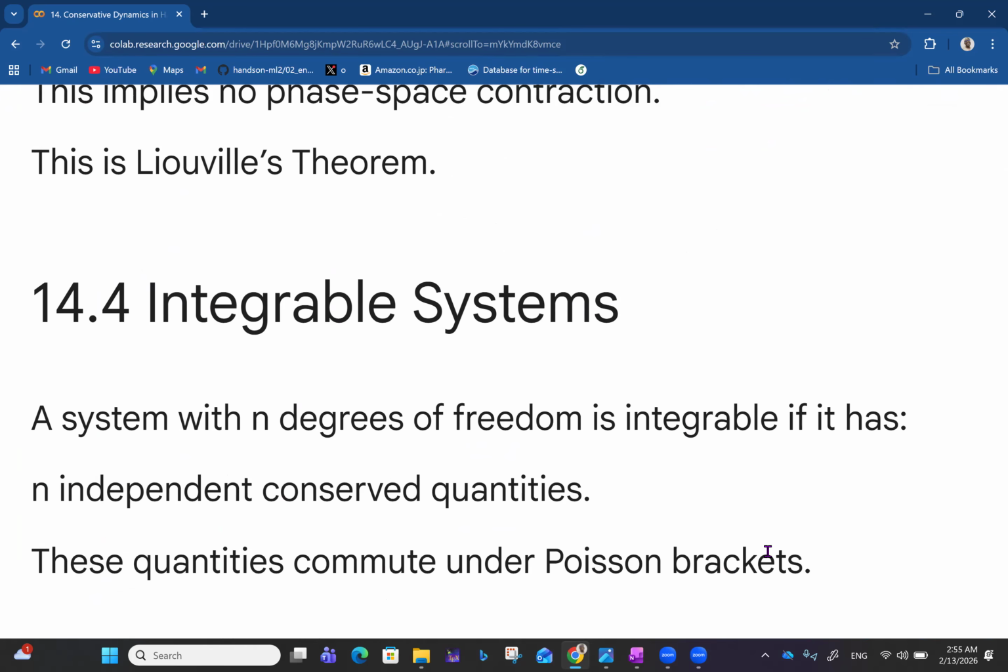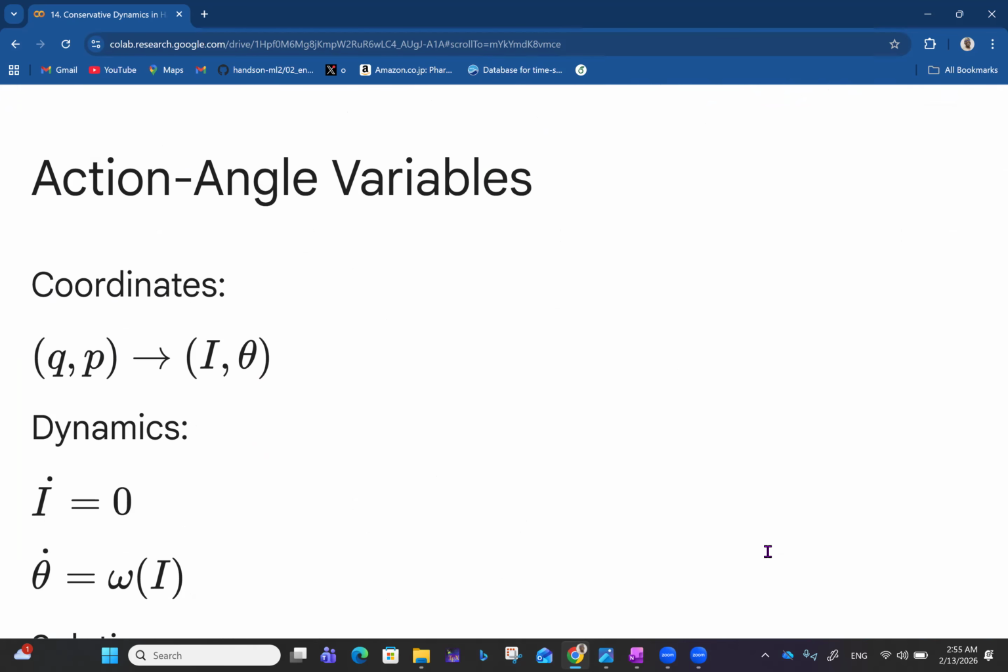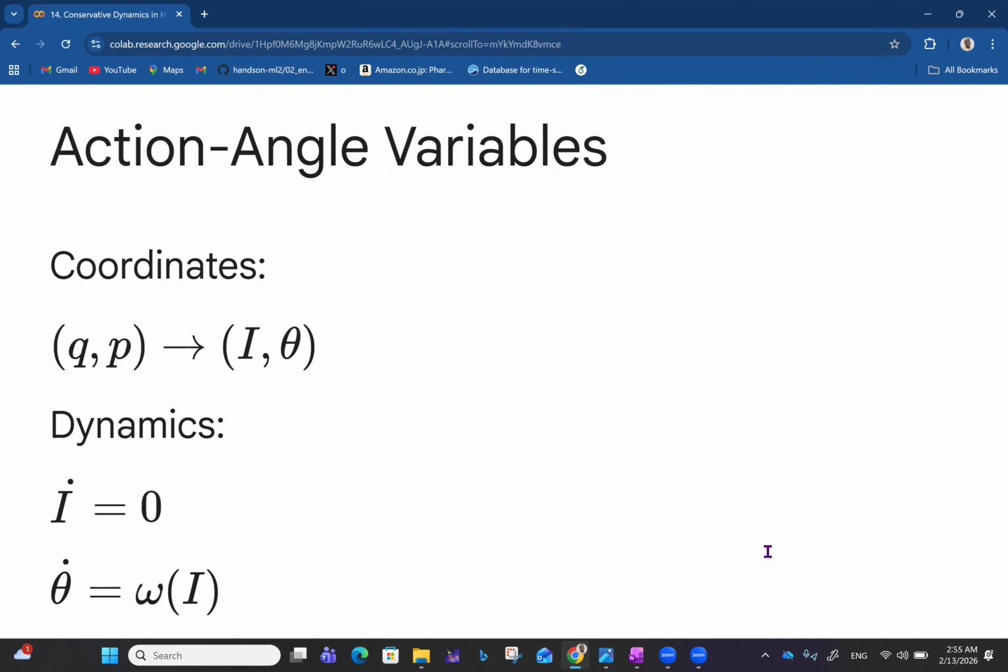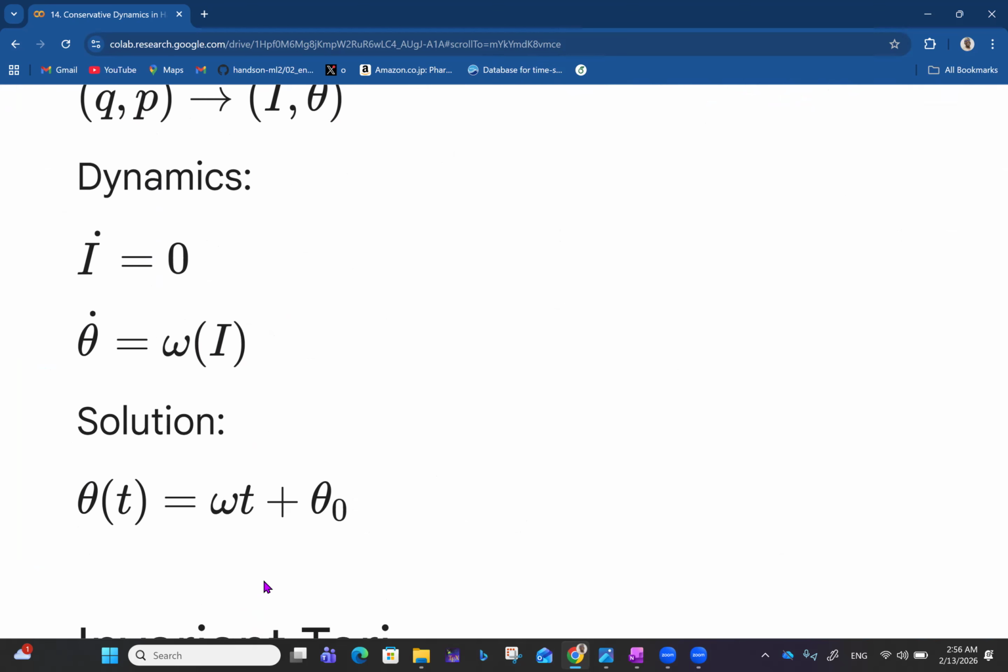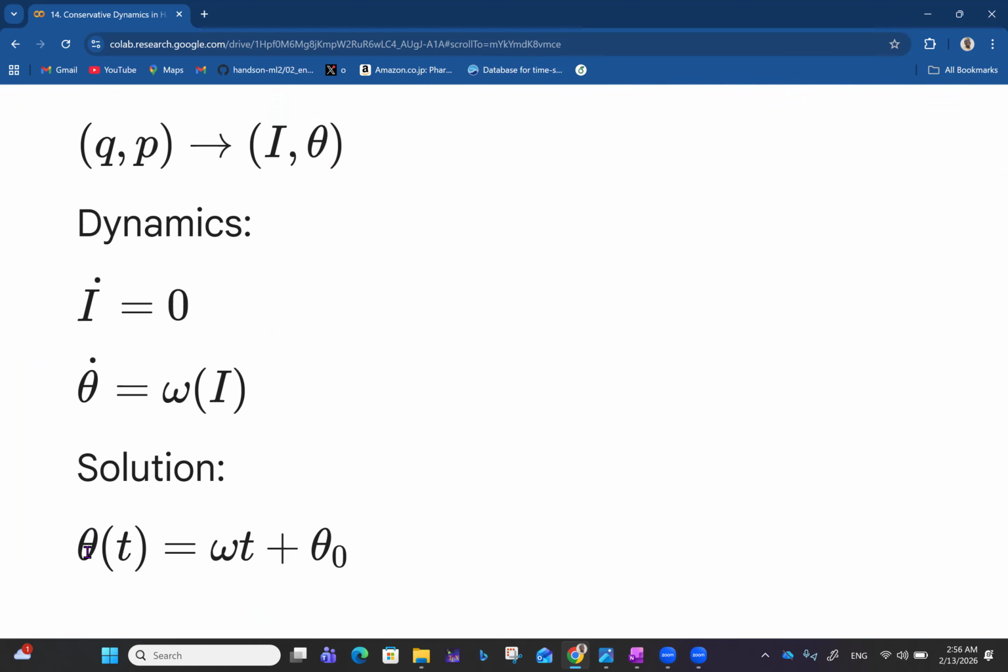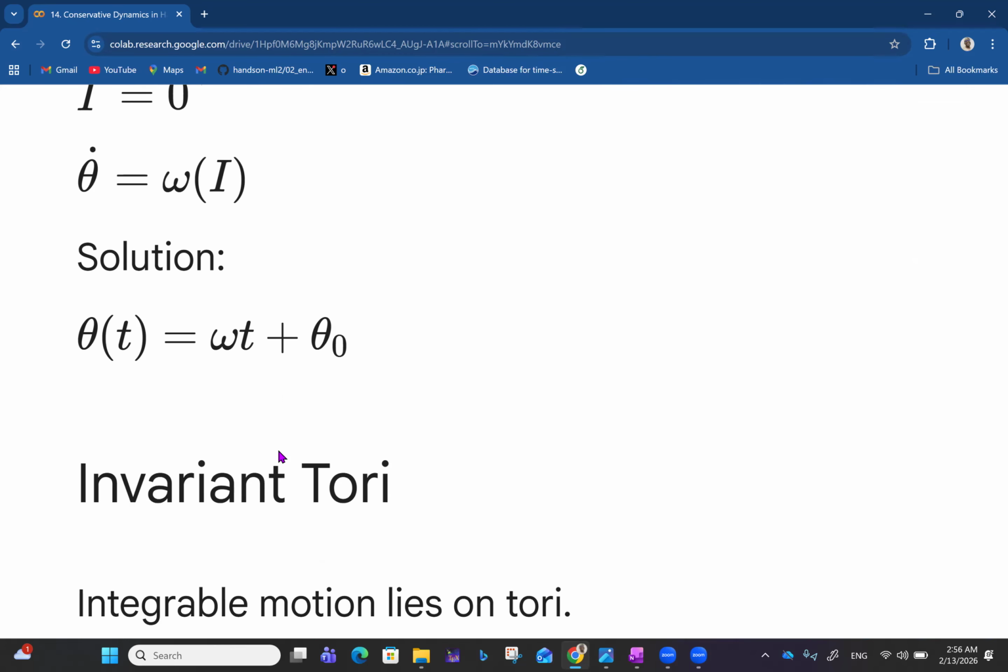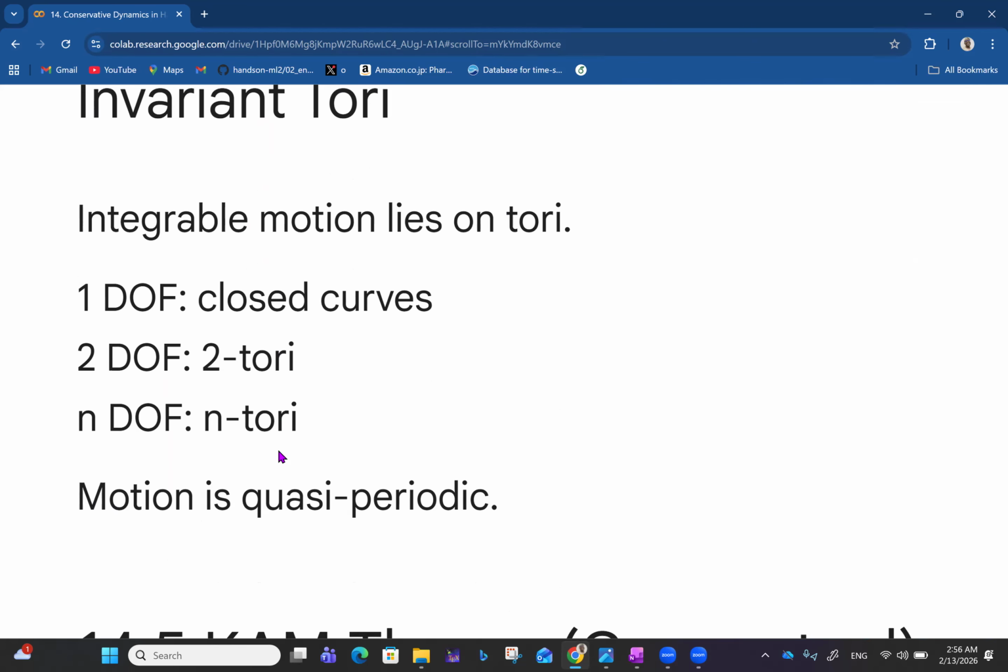So for action angle variables now, imagine you have the coordinates Q, P corresponding to I, theta. You have the dynamics such that I dot is 0 and theta dot is omega of I. So like a kind of coupled system. If you solve this, you then have the solution theta of t equals omega t plus theta naught, like that.